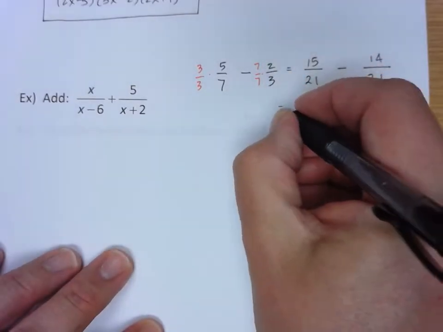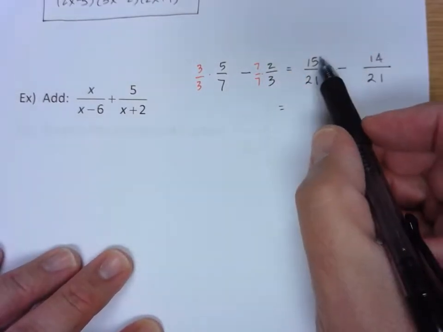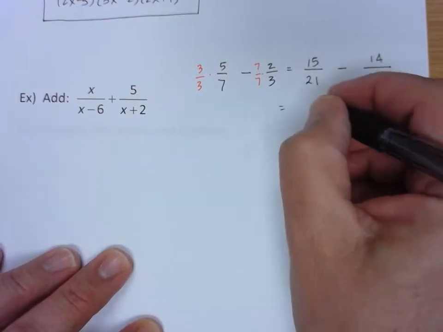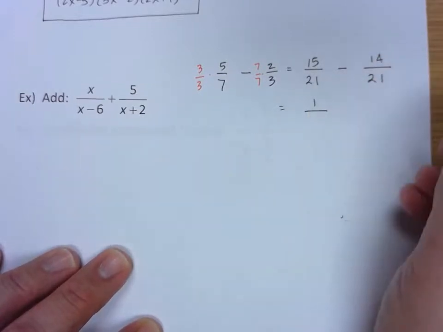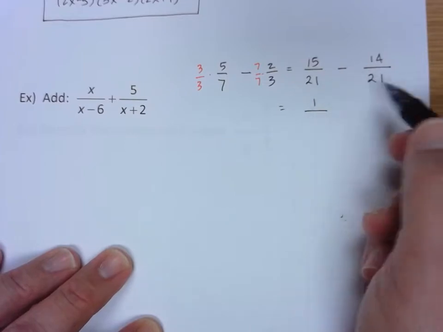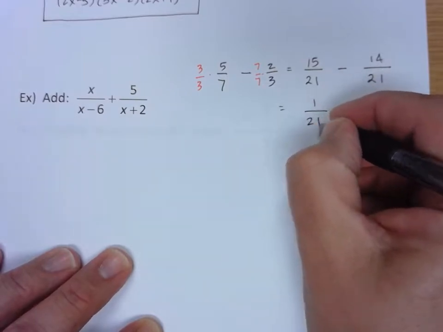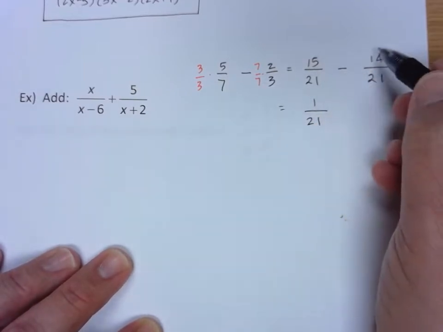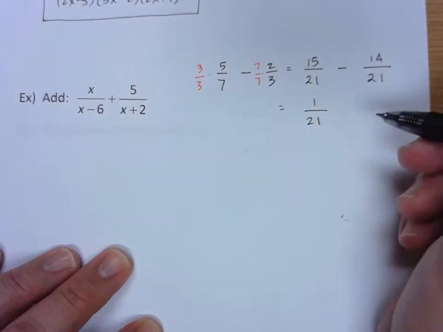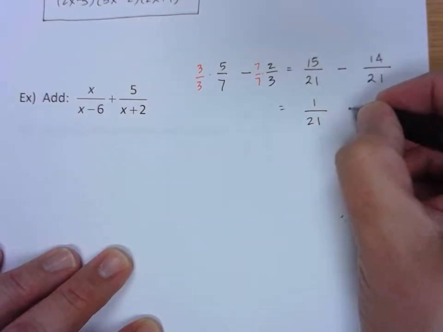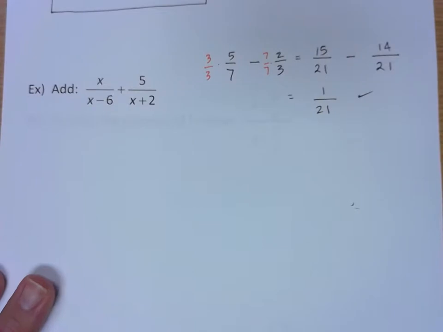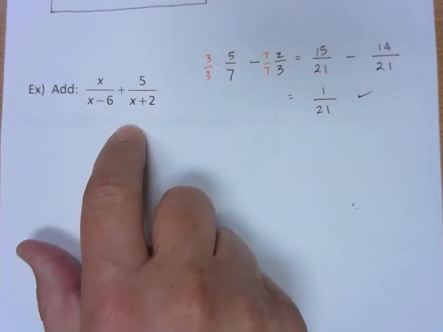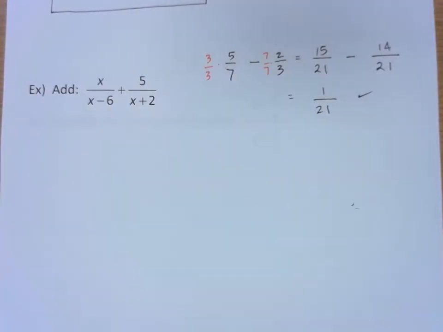And then you can just subtract across the top. 15 minus 14 is 1. And then the whole unit for the fraction, the denominator, is 21. So 15 parts of 21 minus 14 parts of 21 is 1 part of 21. Okay, so that's the numerical version of this that you have done in arithmetic. Now you need to review doing it with algebra because it's probably been a while.